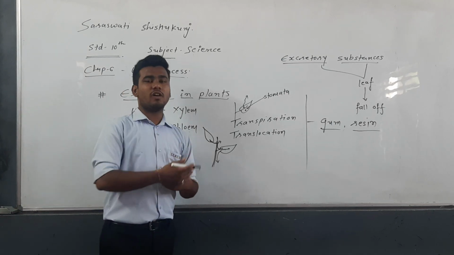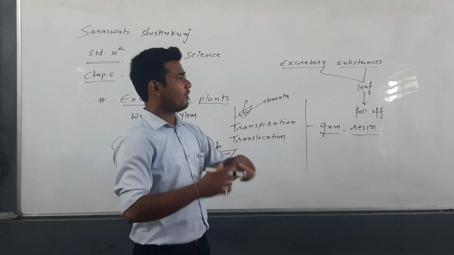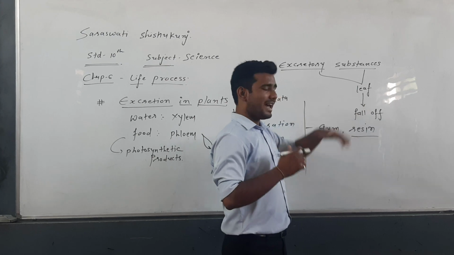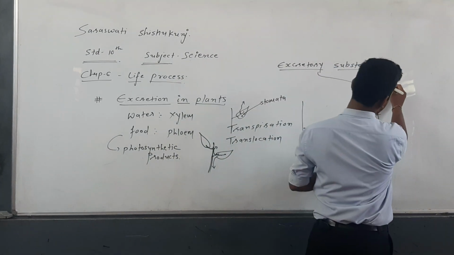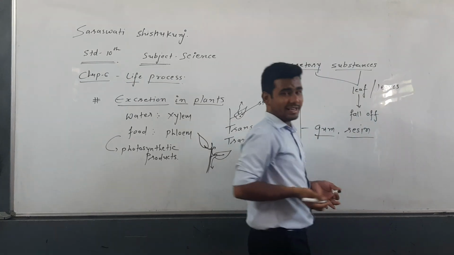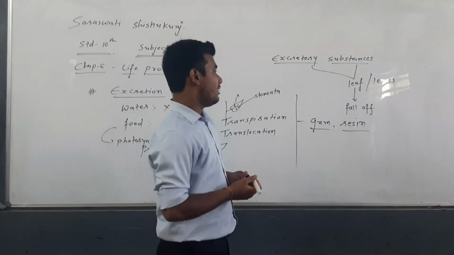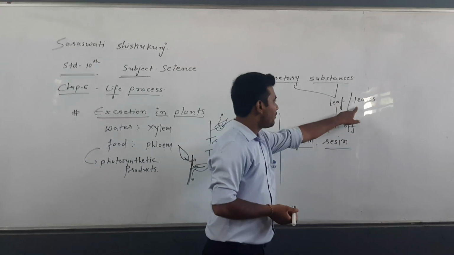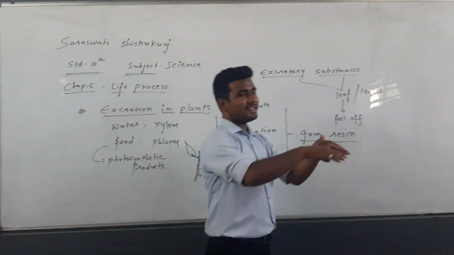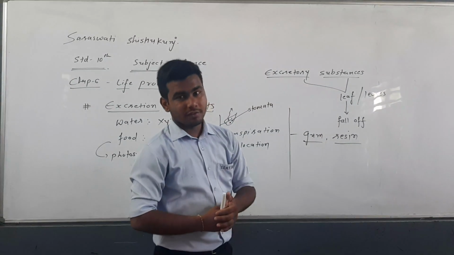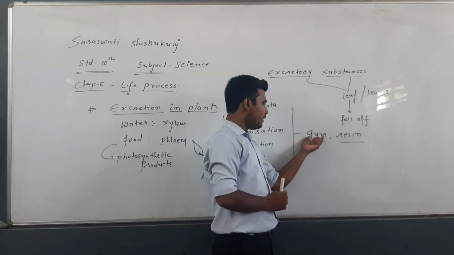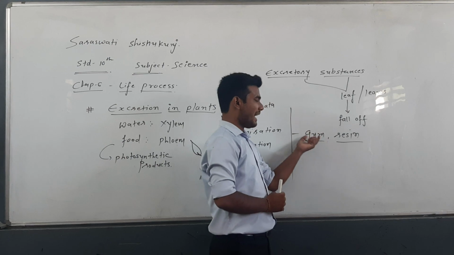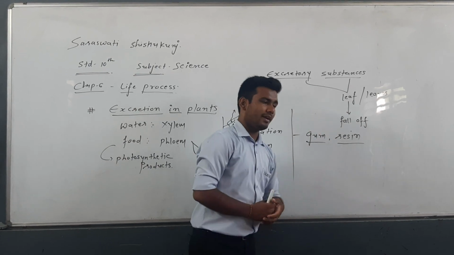Generally, this removing of waste material is done by falling off of leaves, right? It is not necessary that only one leaf is falling off. So by falling off of leaves, the excretory substances are thrown out from plants. Also, some of the waste is given to us as byproducts like gum and resins.